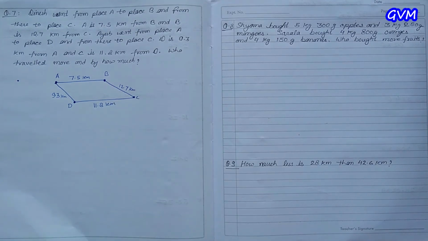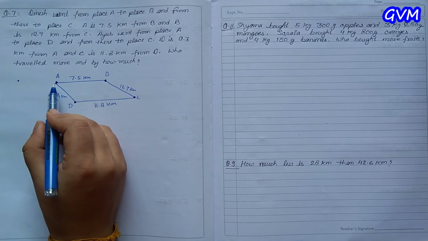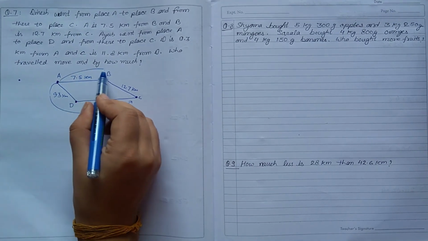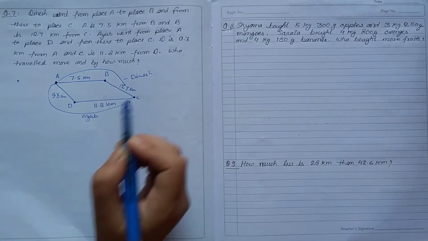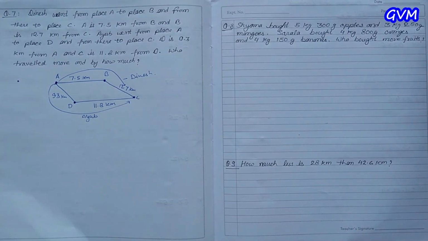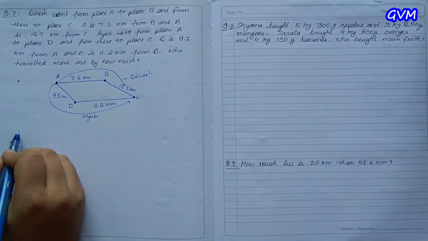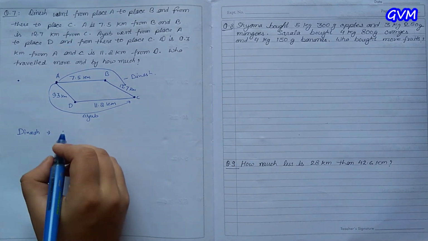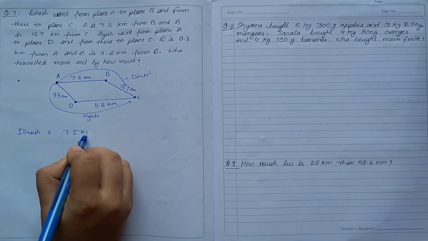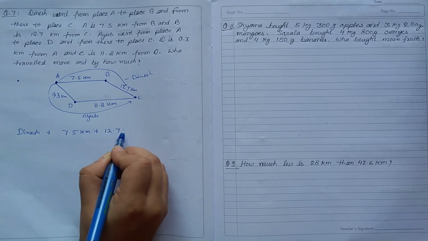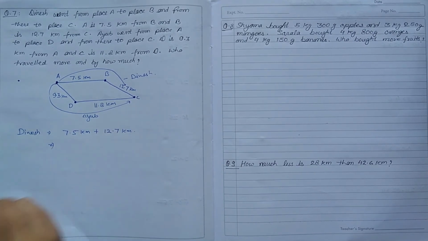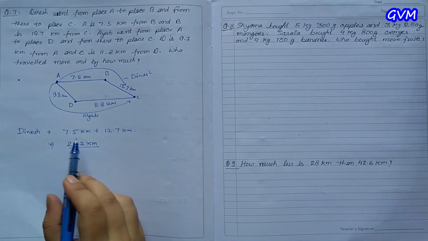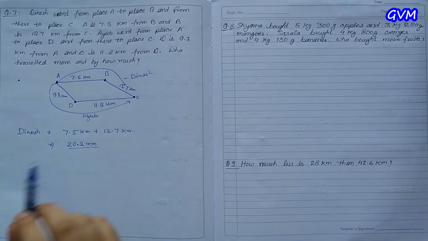Who traveled more, and by how much? This path is taken by Ayub, and this path is taken by Dinesh. Now we have to find out who traveled more. For Dinesh, the total travelling is 7.5 kilometers plus 12.7 kilometers. Add them up, and this will give us 20.2 kilometers.